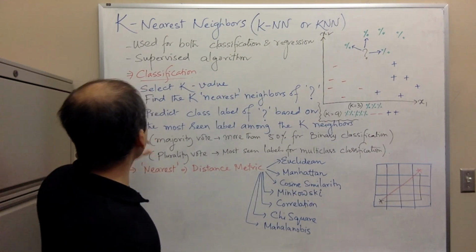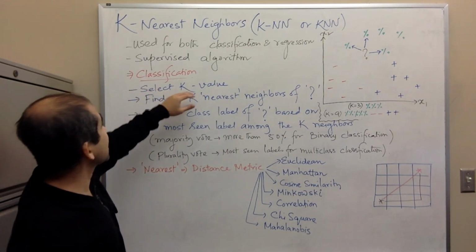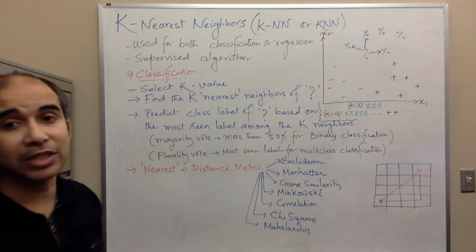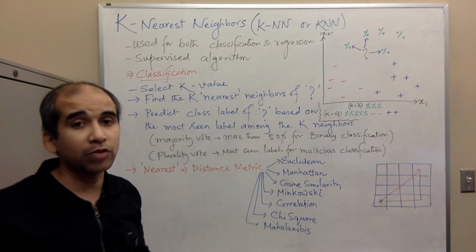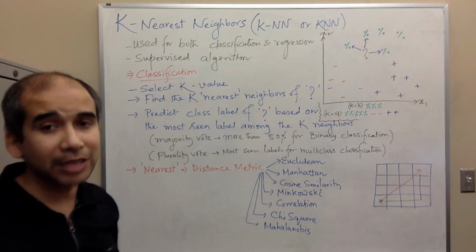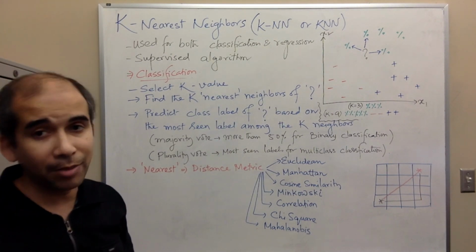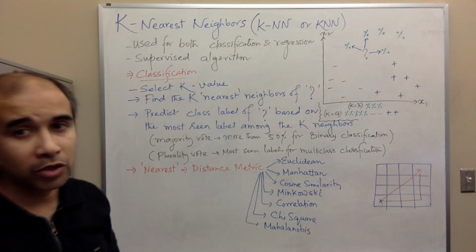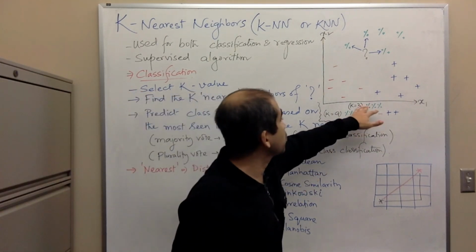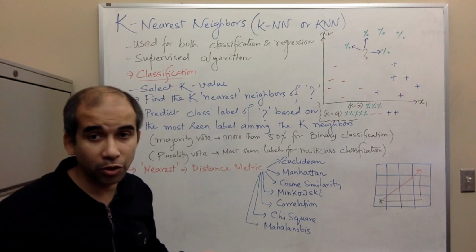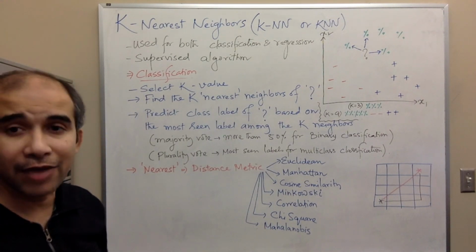That's why we say select the k value, then find the k nearest neighbors of the question mark point, the new data point. Then predict the class label of the new data point based on the most frequent label among the k neighbors. The most frequent label here is green, so we predict that point is also green. Now what happens if the k value increases?